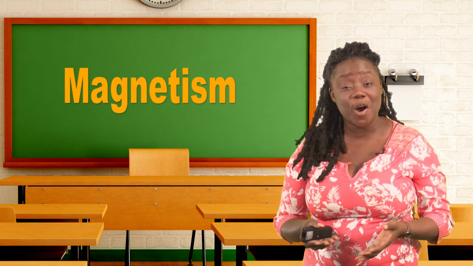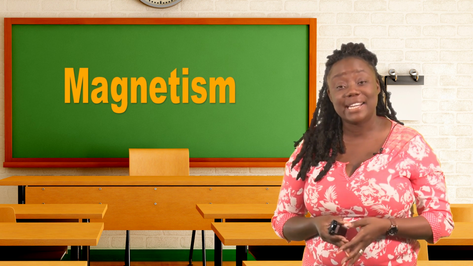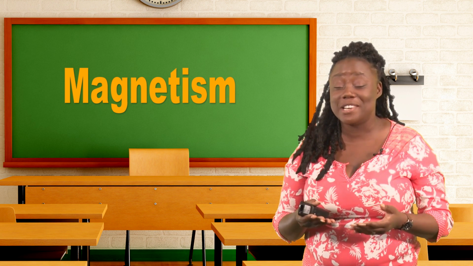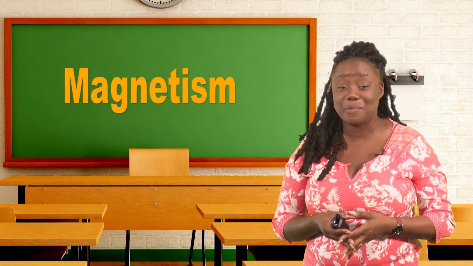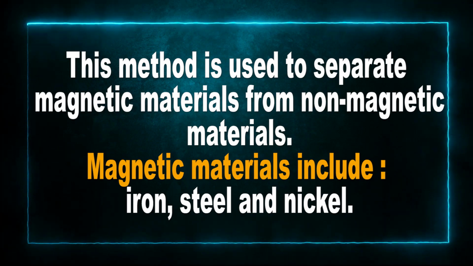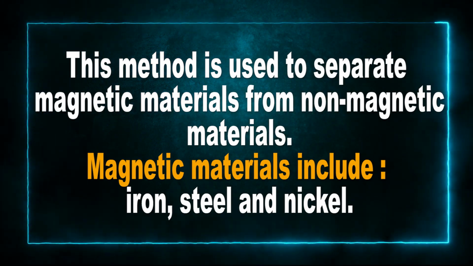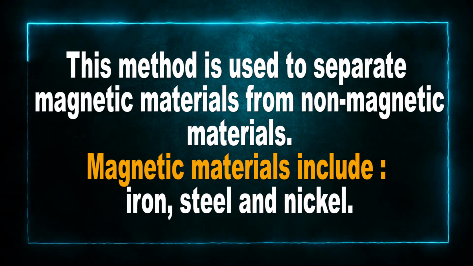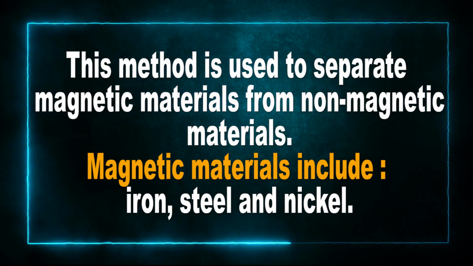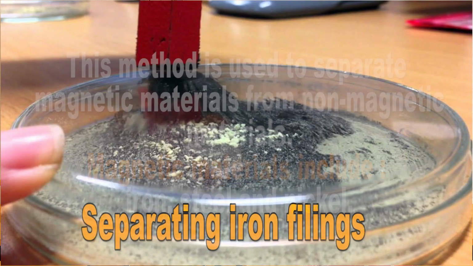Our second method of separation is magnetism. We all know how to use magnets. And when you look at what magnets can do, it can really be cool. Yes, we can use a magnet to separate mixtures. This method is used to separate magnetic materials from non-magnetic materials. Magnetic materials include iron, steel, and nickel.